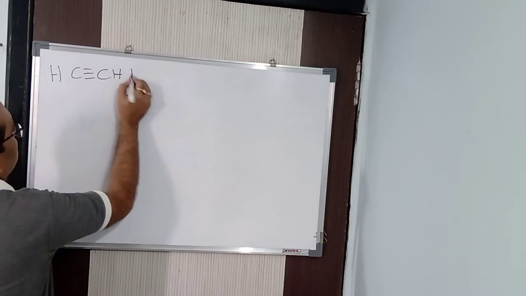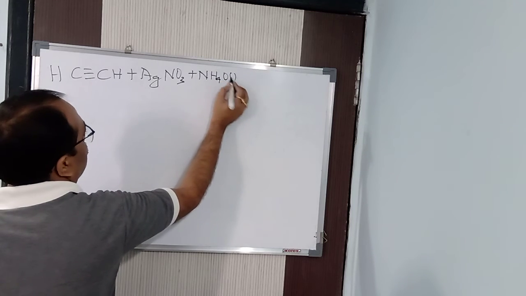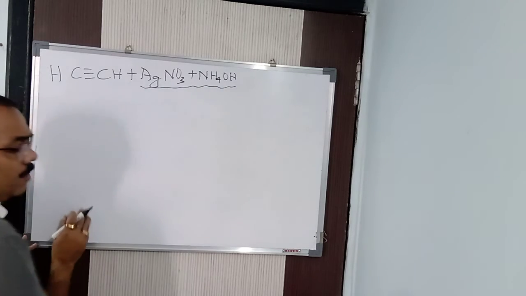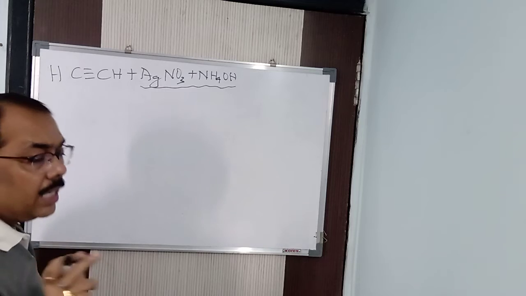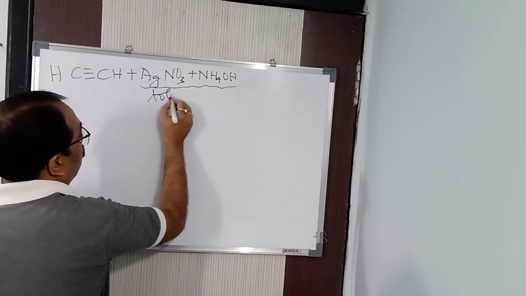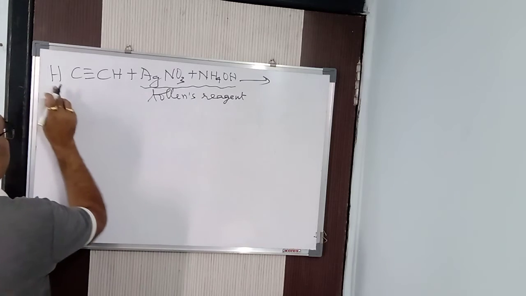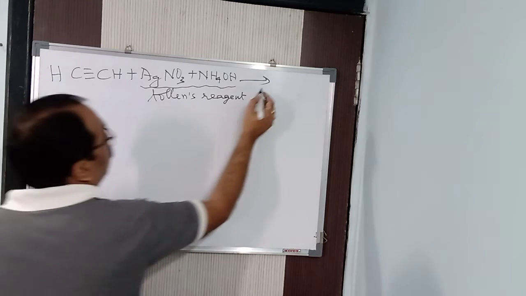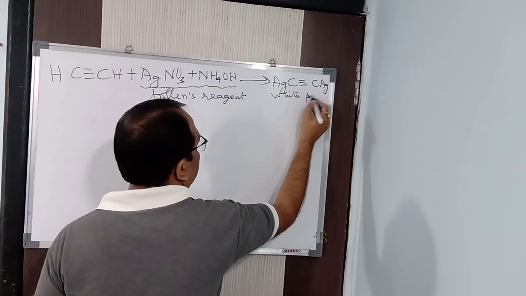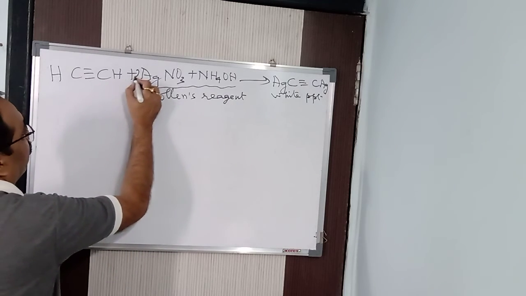HC triple bond CH plus AgNO3 plus NH4OH. This together is known as ammoniacal silver nitrate solution, or Tollens reagent. What will happen here? This H will be replaced by Ag. So you will be getting AgC triple bond CAg, which is a white PPT or silver mirror, as I said. If you heat it, you will be getting a silver mirror. Otherwise, it's a white PPT. So, definitely I require 2 silver.